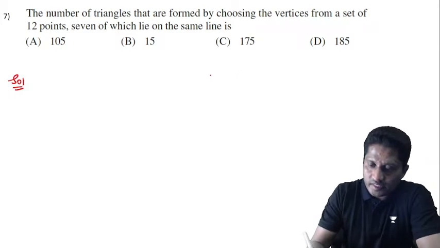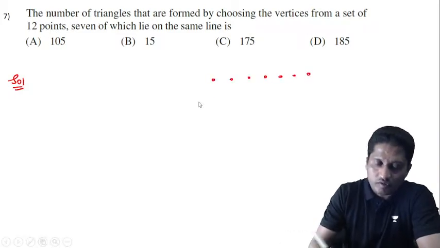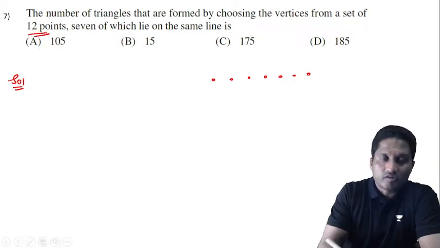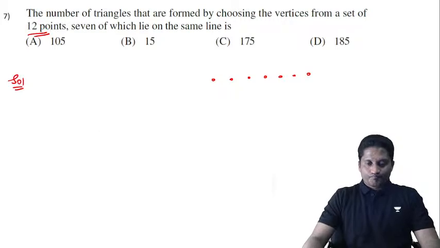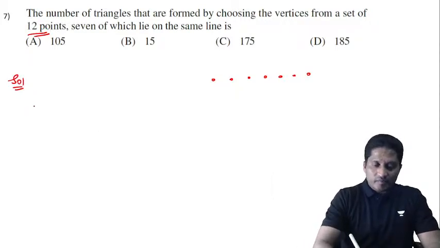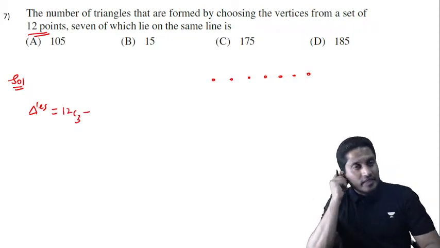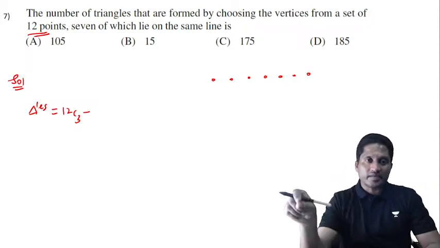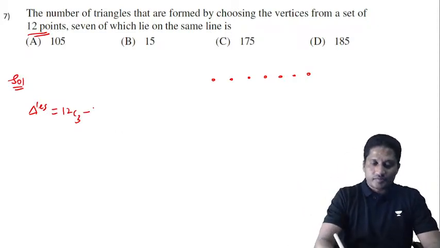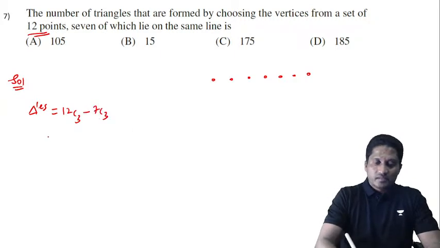If 7 are collinear, out of 12 points, 7 are collinear. So suppose I have 12 points, 12C3 triangles can be formed. How many triangles can be formed? 12C3 triangles can be formed. But according to the question, 7 of which lie on the same line. This means that 7 are collinear, no triangle can be formed. That's why this is minus 7C3.